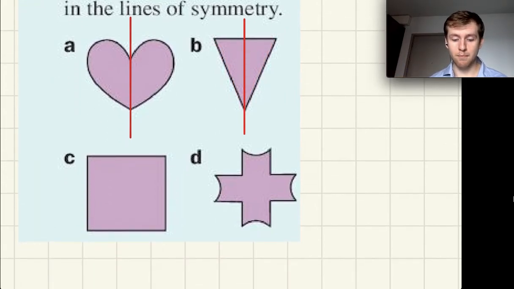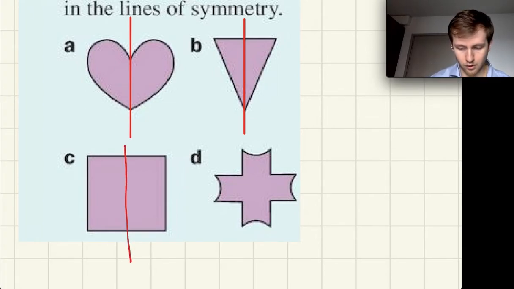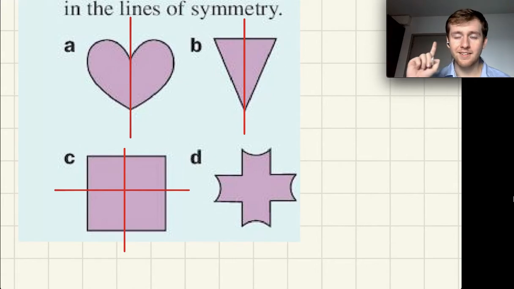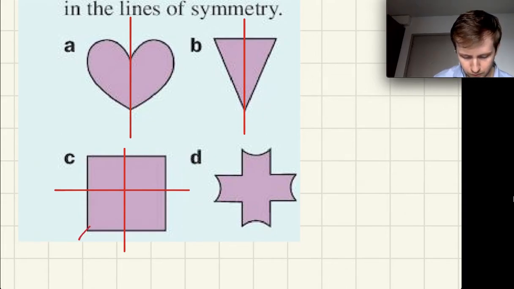A square is actually a bit tricky. It has a lot of lines of symmetry. The first one is obvious, like for a rectangle. So the first one is like this. Then the second one is like this. But a square also, if you fold it by diagonals, is going to fit itself. So be careful about that. It also fits itself like this.